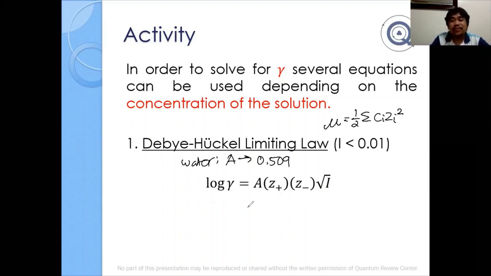So, very easy formula. Log gamma is equal to A times Z plus times Z minus times the square root of I, or the ionic strength.